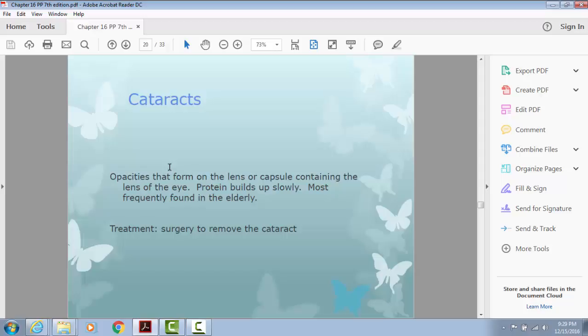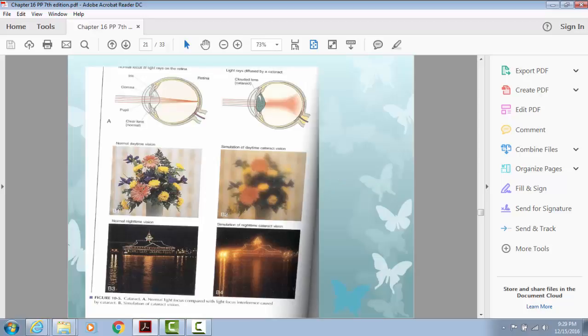Treatment is to surgically remove the cataract, and so I have a slide that shows normal daytime vision for a patient, and then the simulation of what a patient with cataract vision looks like. So you see during the day they have more like a fuzzy vision, but the problem where patients with cataracts have the most difficulty is at night.